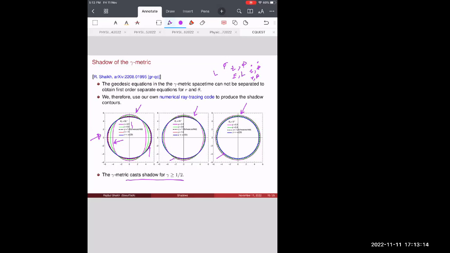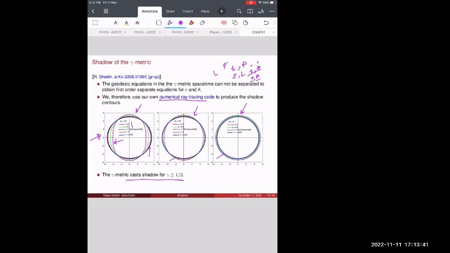So what we do is we take the first order equations for t and phi and the second order equations for r and theta, and solve them numerically using our numerical ray tracing code. We solve using the fourth order Runge-Kutta method, the RK method, since the r and theta equations are coupled.